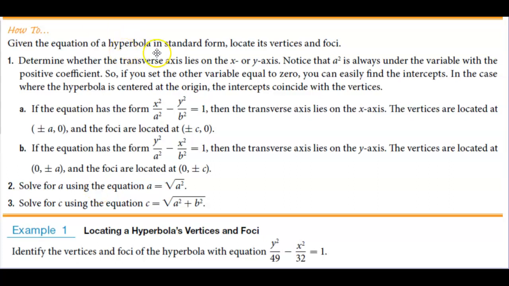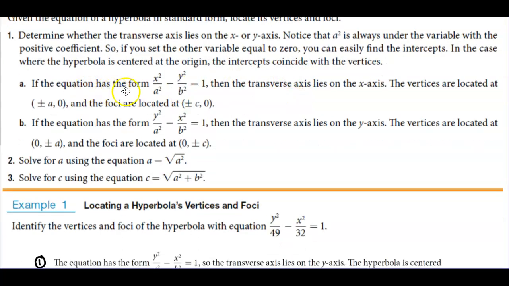Okay, now given the equation of a hyperbola in standard form, we want to locate its vertices and foci. Number one, we want to determine whether the transverse axis lies on the x or the y-axis. And notice that a squared is always under the variable with the positive coefficient. So if you let the other variable equal 0, you can easily find the intercepts. In the case where the hyperbola is centered at the origin, the intercepts coincide with the vertices.